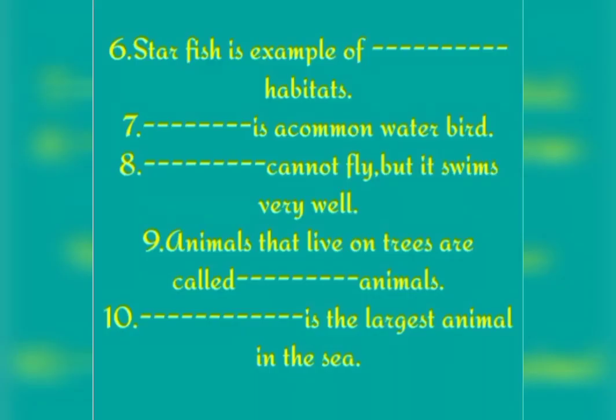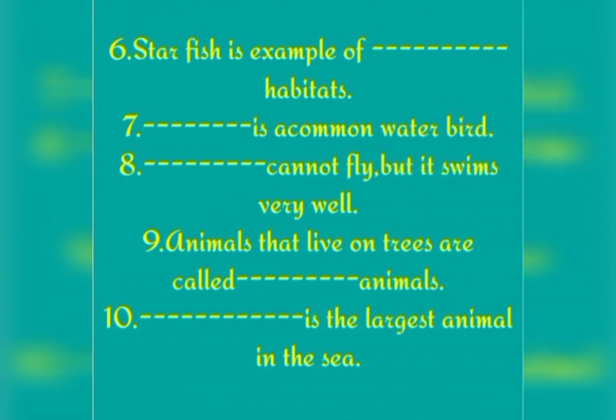Children, next 6 to 10. First we read all the questions, then we read with answers. Sixth question is, starfish is example of dash habitats. Seventh one, dash is a common water bird.